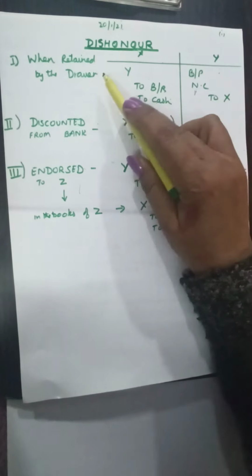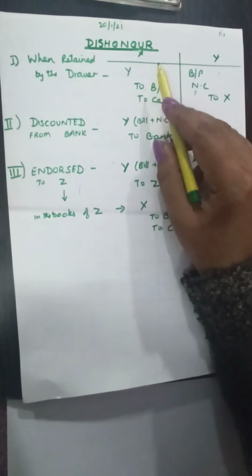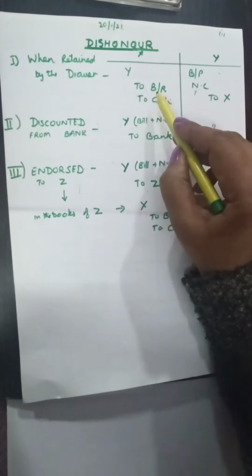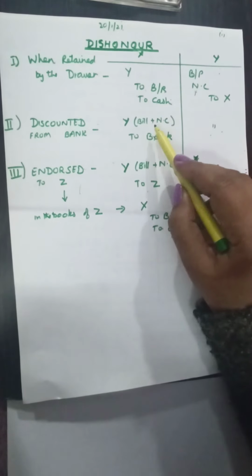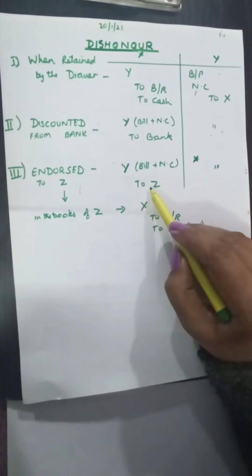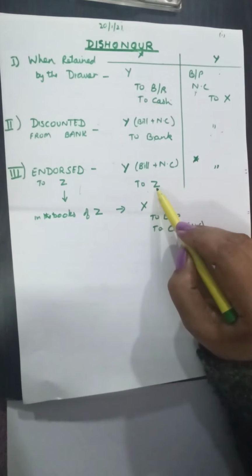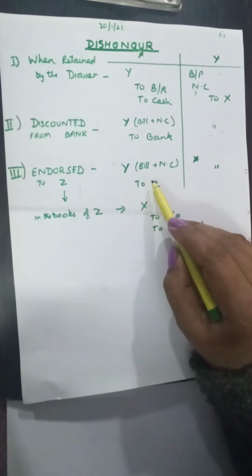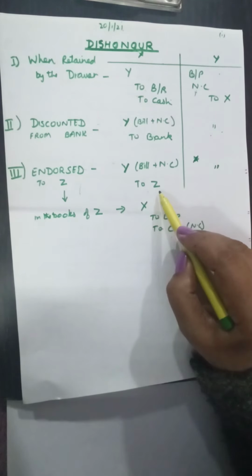In case it is with the drawer, then BR. In X's book, X cannot be credited, right? So in case it is with X only, then BR. In case it is discounted from the bank, then bank. In case it is endorsed to Z, then Z. So whoever has the bill will be credited.